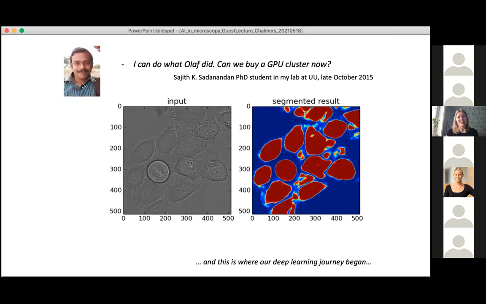And then one of my students, Sajid, came to me and said, now I managed to do the exact same thing as Olaf did on our own data. Can we buy a GPU cluster? And this is what we did. And this is really where our journey to deep learning and image analysis started, because seeing these results really convinced me that we could go beyond what can be done with traditional approaches that I had been working with before.